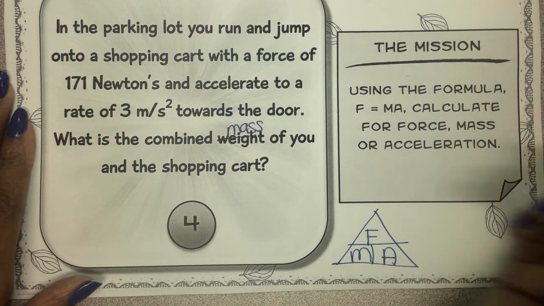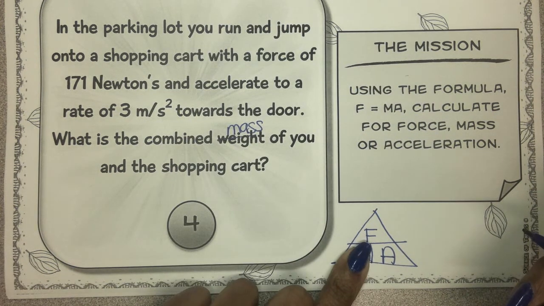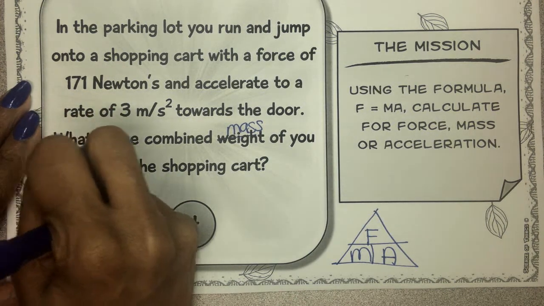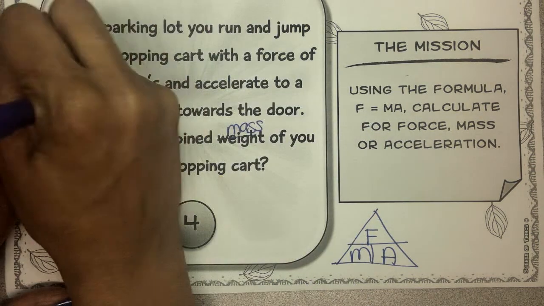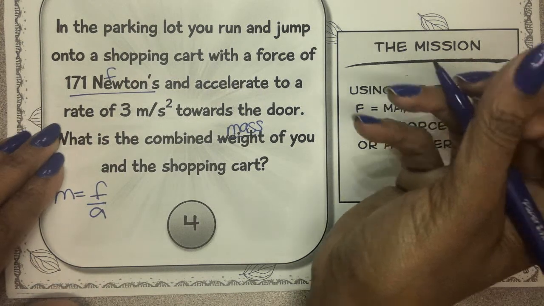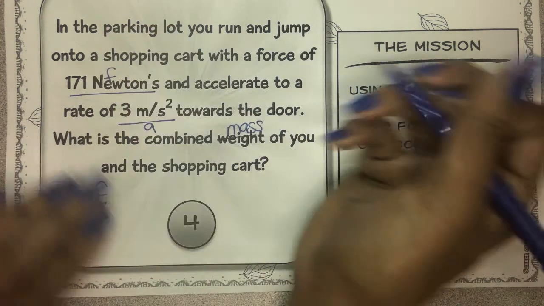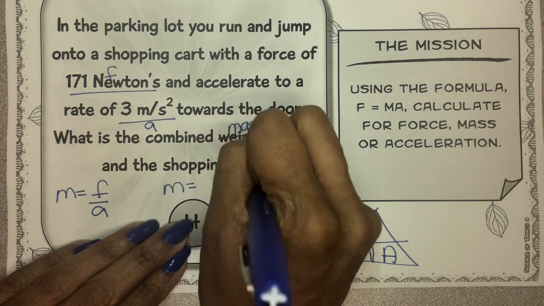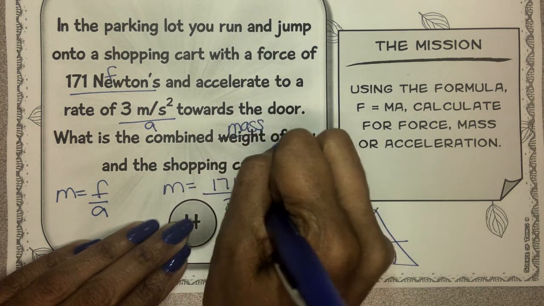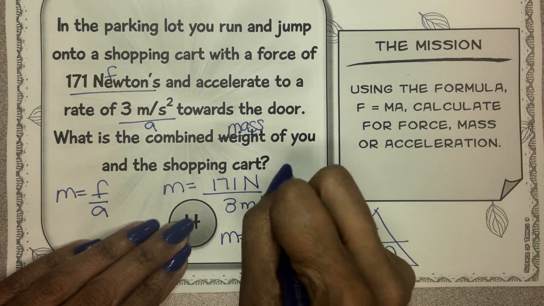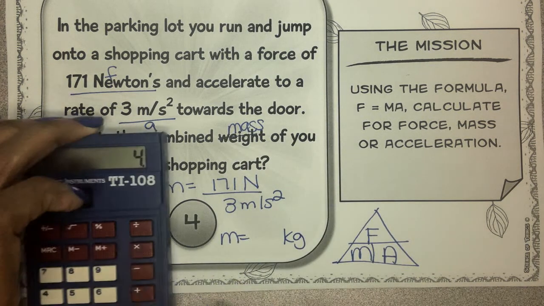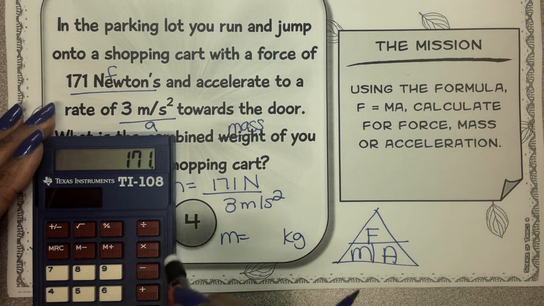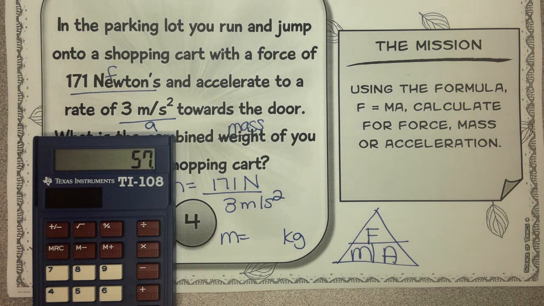They're asking you to find mass. Mass is force divided by acceleration. Your force is 171 newtons. Your acceleration is 3 meters per second squared. So your mass of you in the cart is 171 newtons divided by 3 meters per second squared. The mass is in kilograms. So you have 171 divided by 3, 57 kilograms.